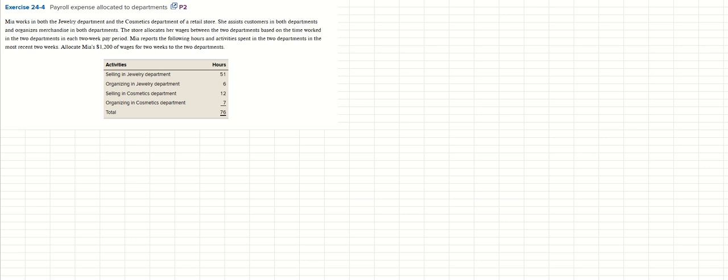Chapter 24, practice problem number 1. This exercise requires us to perform payroll expense allocation to two different departments. The payroll expense is going to be $1,200, and that looks like an employee's wages for 2 weeks' worth of work. It needs to be dispersed or allocated to two separate departments.